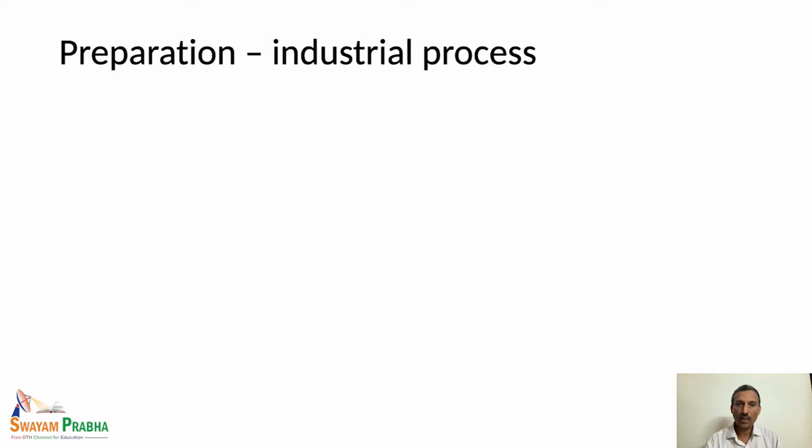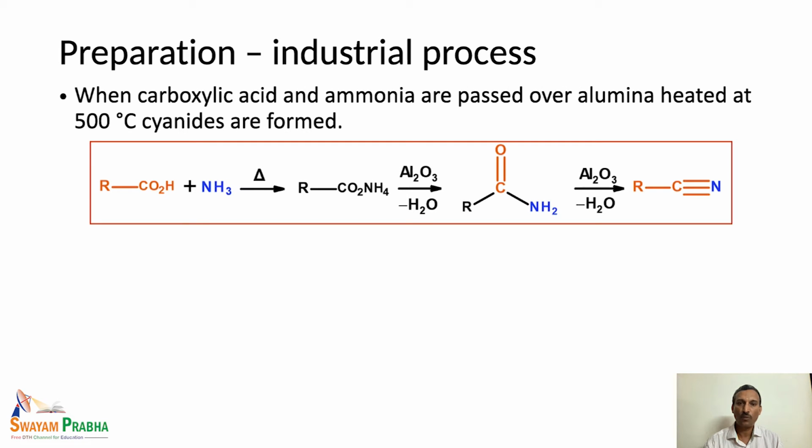On the industrial scale, how cyanides are prepared is quite different from what we have seen. On the industrial scale, basically carboxylic acid and ammonia are heated at a high temperature to produce the ammonium salt, and this ammonium salt when passed over heated alumina gives carboxamide. So this is our starting material for the previous step we have seen, and instead of carboxamide as the starting material, the industrial process generally uses carboxylic acid and ammonia, because ammonia is a gas which is very cheap. So that is the reason people prefer to use ammonia for the production of nitriles.